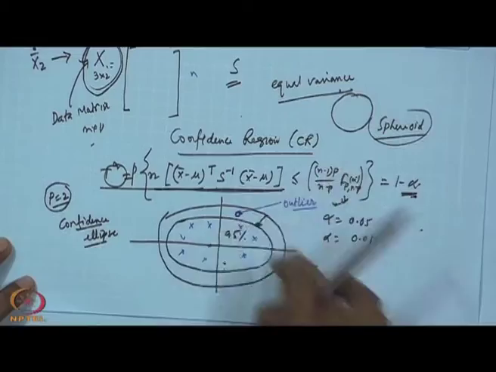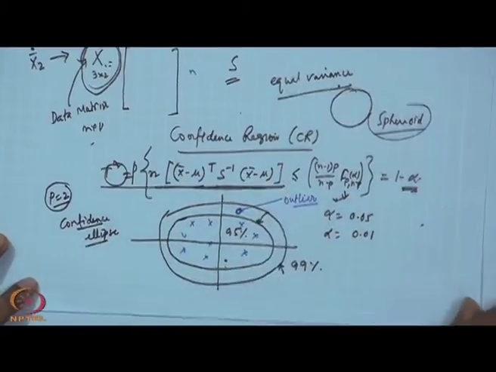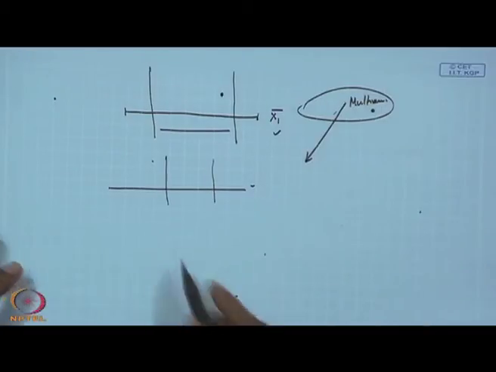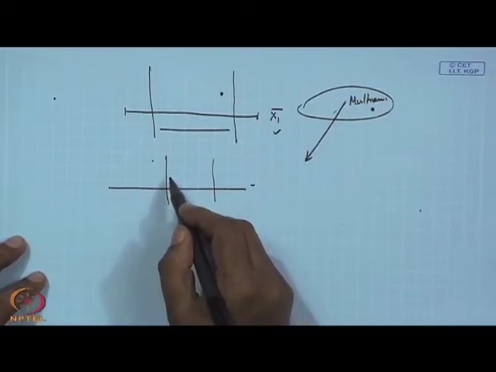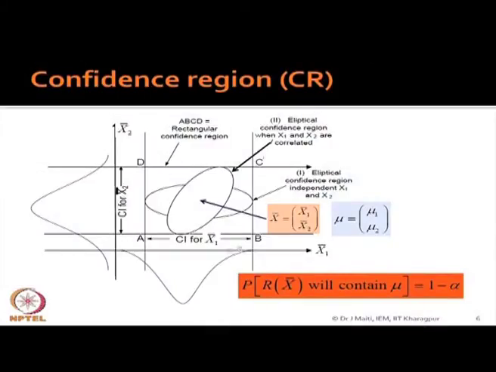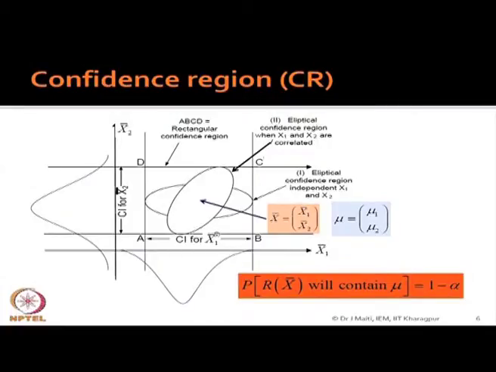The problem with this confidence ellipse is manifold. What is this? You are getting a region, but you cannot make a decision based on this region. You only say that okay, it is an outlier. For example, it may so happen that the point is here, which is an outlier or out of control. For which variable? Is it out of control for variable x1 or out of control for variable x2?